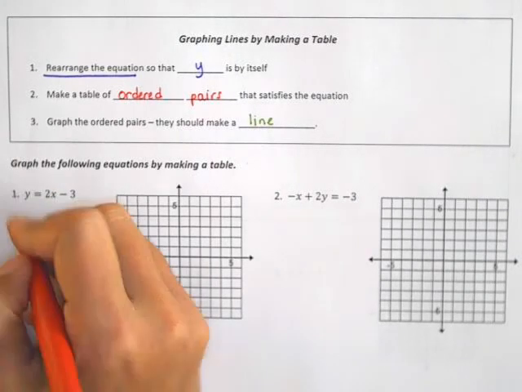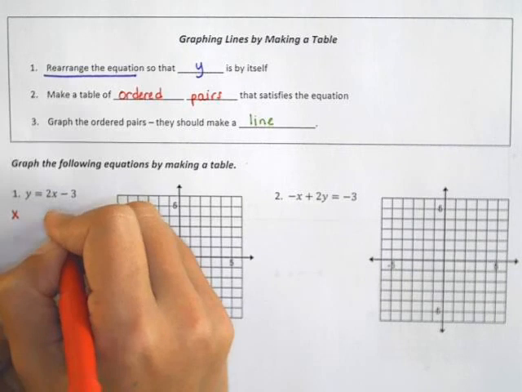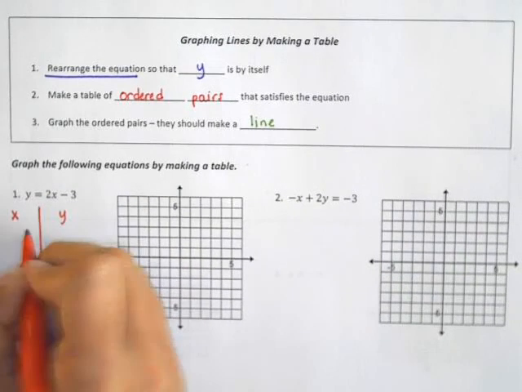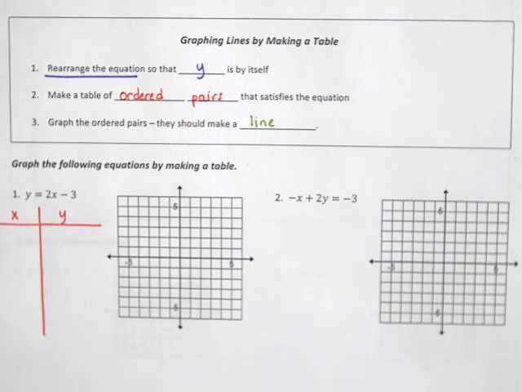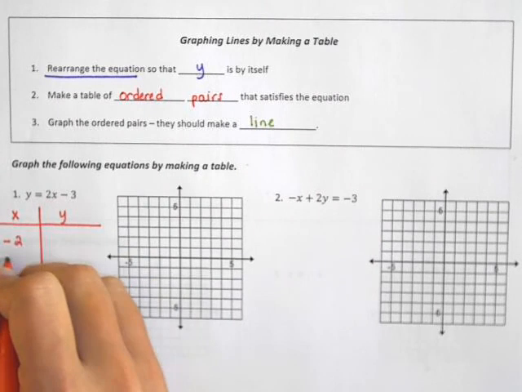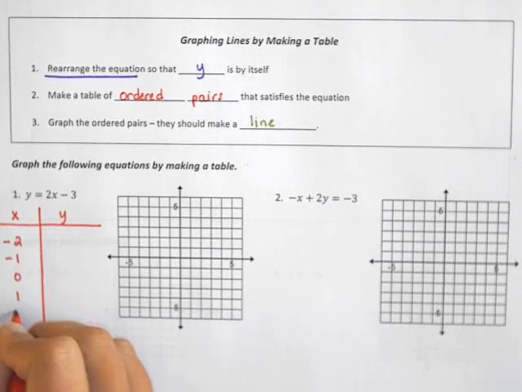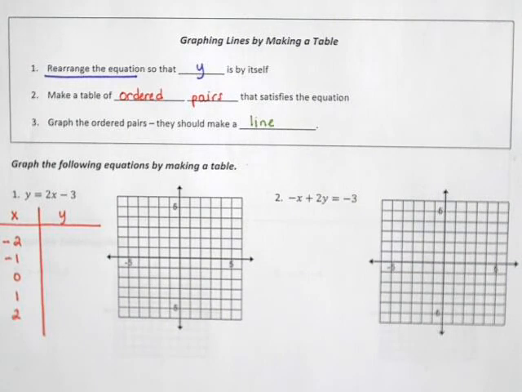Now we're going to make a table of ordered pairs. So we're going to write x and y, and we're going to have 2 columns in our table. Now for our x values, we want to choose a variety of numbers. We can choose whatever numbers we want to put there. So I usually choose -2, -1, 0, 1, and 2. Now in order to figure out the y values, we can't just choose. What we're going to have to do is plug in those x's to the original equation and calculate the y's.